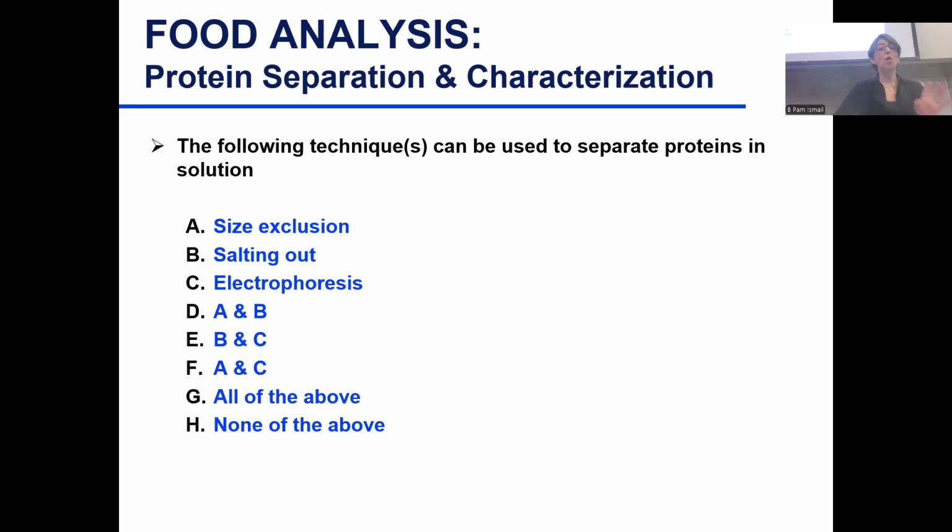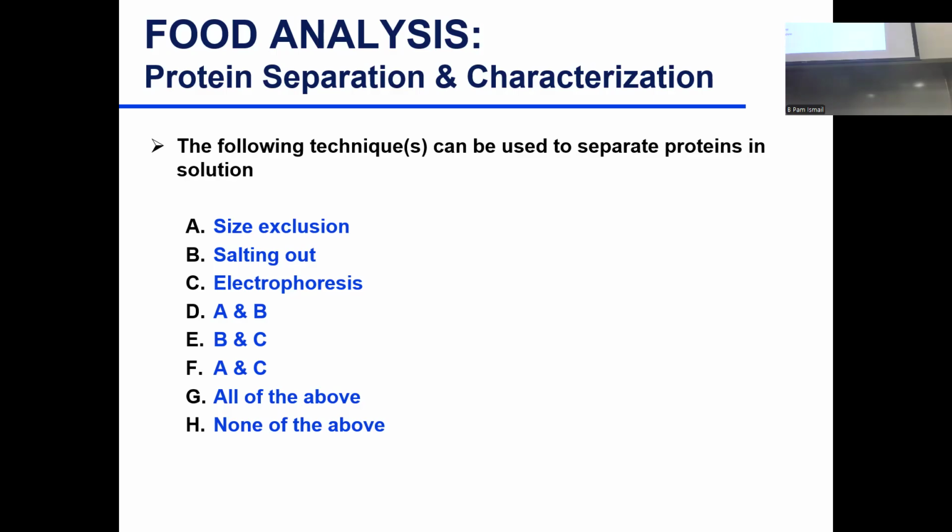Okay, so it is all of the above, but listen, this is very important. Students make that mistake when answering questions on the exam. You can use electrophoresis to separate protein on a gel, but you cannot produce an ingredient using electrophoresis. So you cannot separate and collect, to purify and collect. You can separate them and observe them, qualitatively look at differences. Whereas with size exclusion and salting out, you can actually collect a protein, purify a protein.